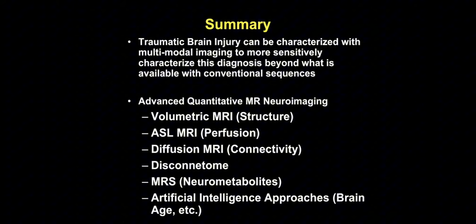And so in summary, traumatic brain injury can be more accurately characterized with advanced, measurable, or quantitative imaging across different domains of brain structure and function, be it volumetric, ASL, diffusion, connectivity, disconnectome, or neurometabolites. And artificial intelligence approaches, which is in the realm of translation right now with brain age, can also give us better insights into future risk of Alzheimer's disease. And so for that reason, we need to leverage these techniques for better evaluation of traumatic brain injury for the individuals who suffer, unfortunately, from this condition.